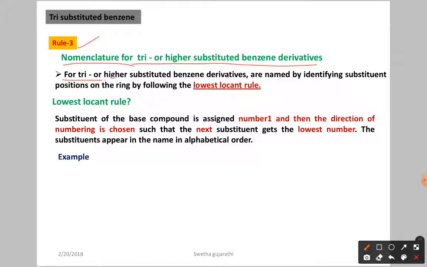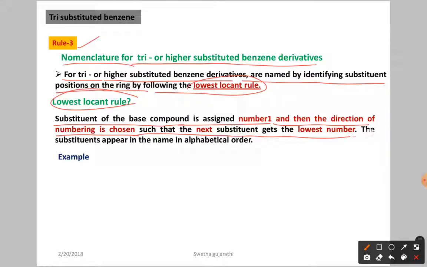Tri or higher substituted benzene derivatives are named by identifying the substituent positions on the ring, followed by the lowest locant rule. Lowest locant rule means the substituent of the base compound is assigned number 1, and then the direction of numbering is chosen such that the next substituent gets the lowest number. The substituents appear in the name in alphabetical order. Simply, the same concept again: the sum of the substituent locants should be less, and in that direction only you have to give the numbering.